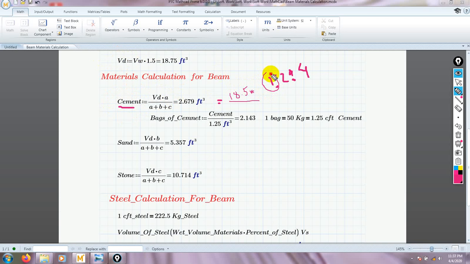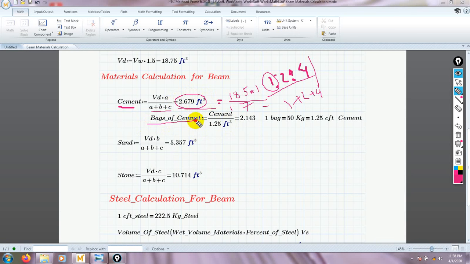the cement quantity ratio, I mean 1, and in the bottom we have to divide that value by the total summation of that ratio, I mean 1:2:4, 1 plus 2 plus 4. So here A means 1, and here 1 plus 2 plus 4 means 7. So we'll put 7 here. If we calculate that, we'll find 2.679 feet cube.